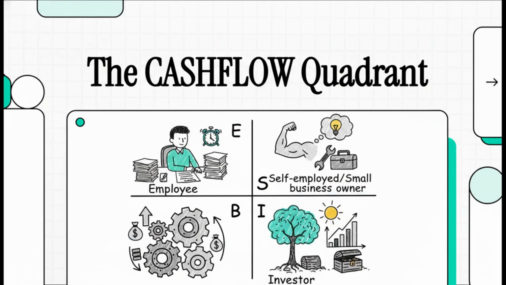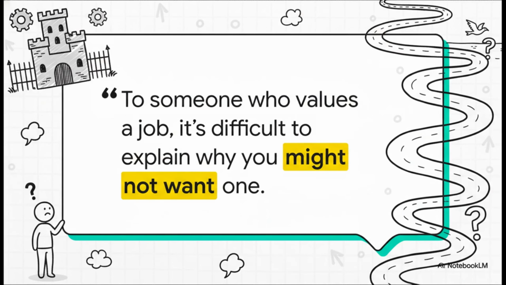Today, we're going to break down a framework that might just completely change how you think about money and your career. It's called the Cashflow Quadrant from Robert Kiyosaki. It all kicks off with this pretty provocative thought. I mean, in a world where we're all taught that a safe, secure job is the ultimate goal, why on earth would anyone not want one? Well, that question is at the heart of a really dramatic story.